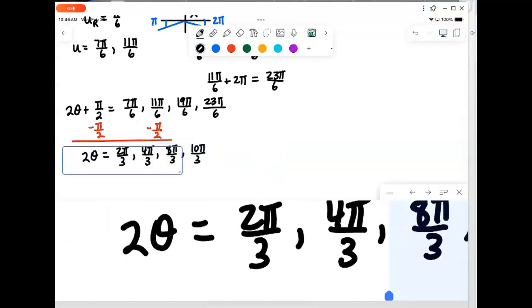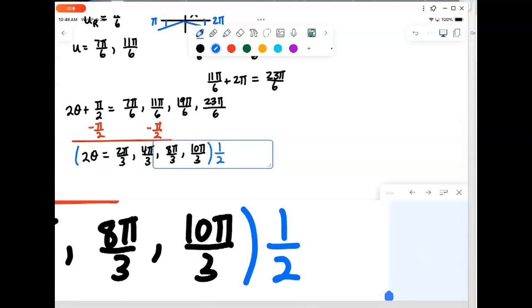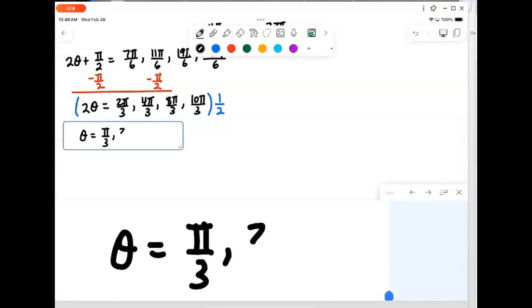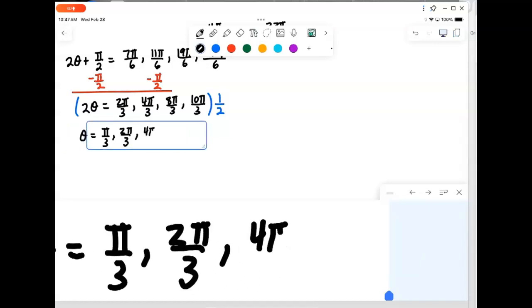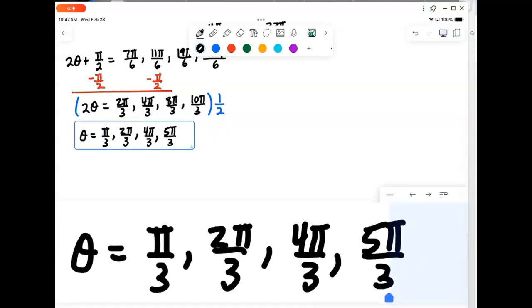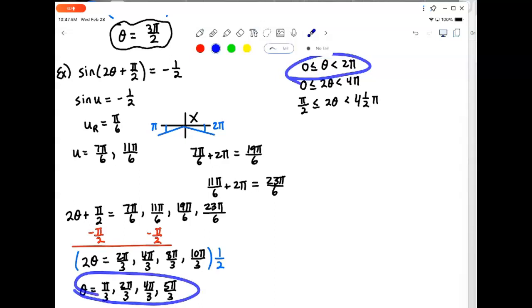Right? And then each one of those we'll need to solve by getting rid of the 2 theta, which we can do by multiplying everything by 1/2. Okay. So that will give us theta equals pi over 3, 2 pi over 3, 4 pi over 3, and 5 pi over 3. And of course, all of those answers for theta do fall between 0 and 2 pi as we need them to. And that's again why we go through that initial process to make sure that we find those answers that we need to find.